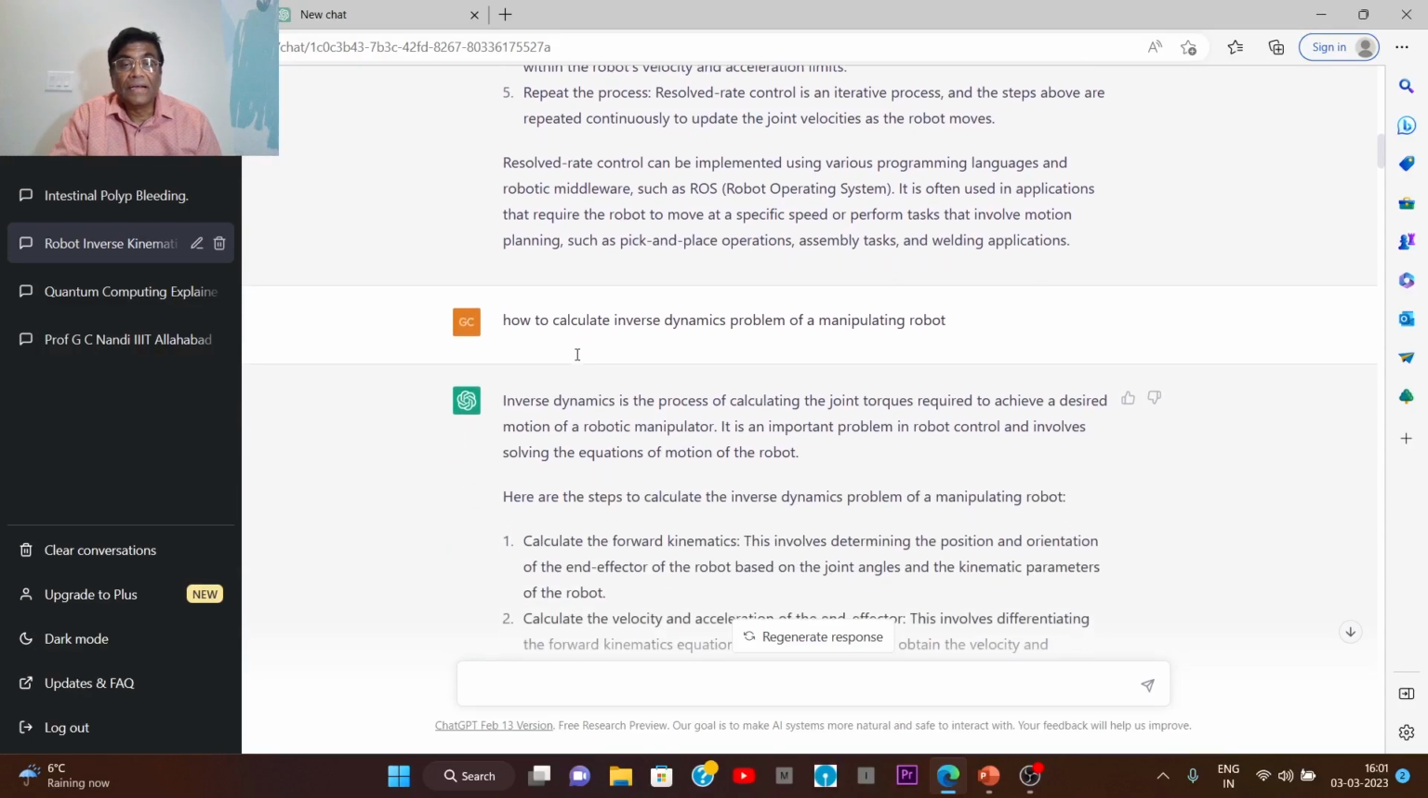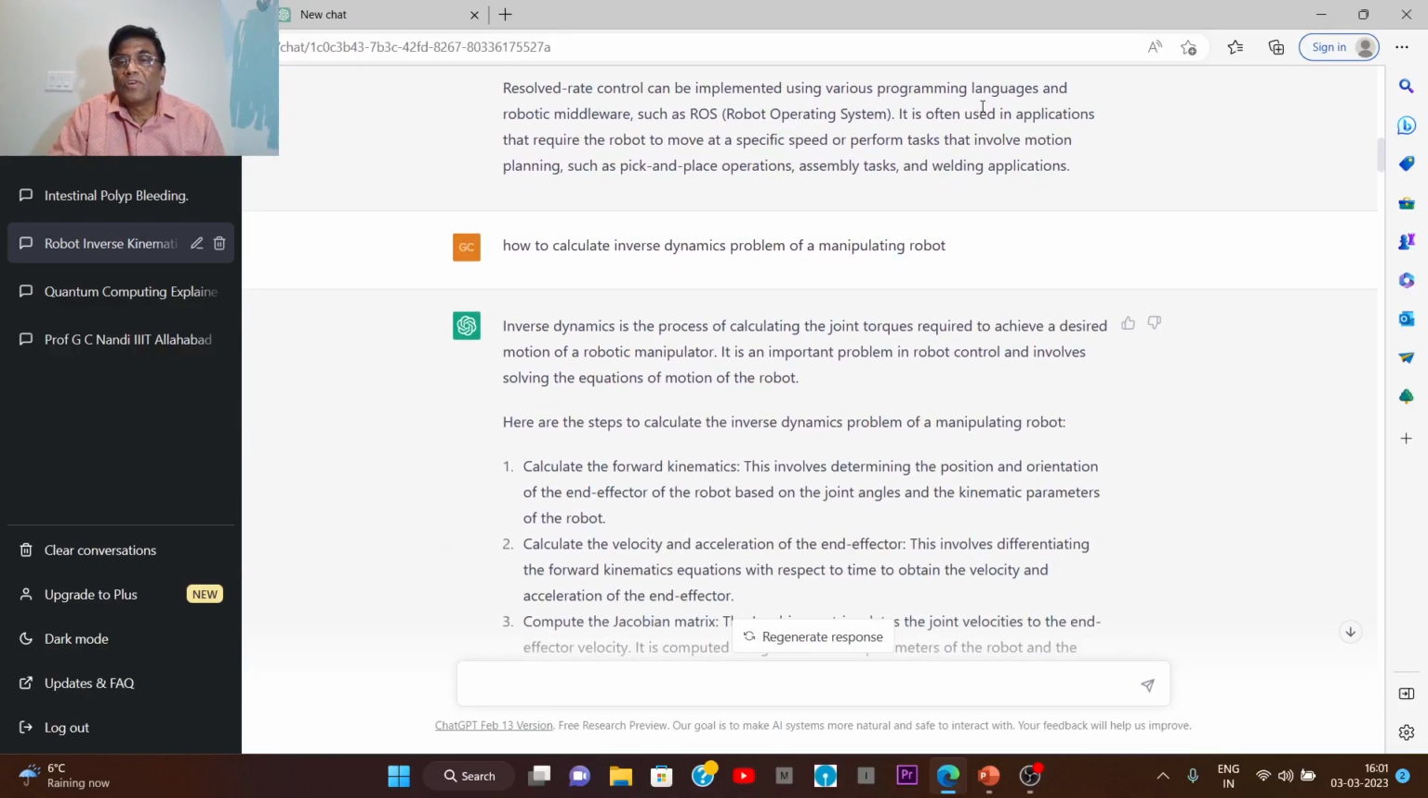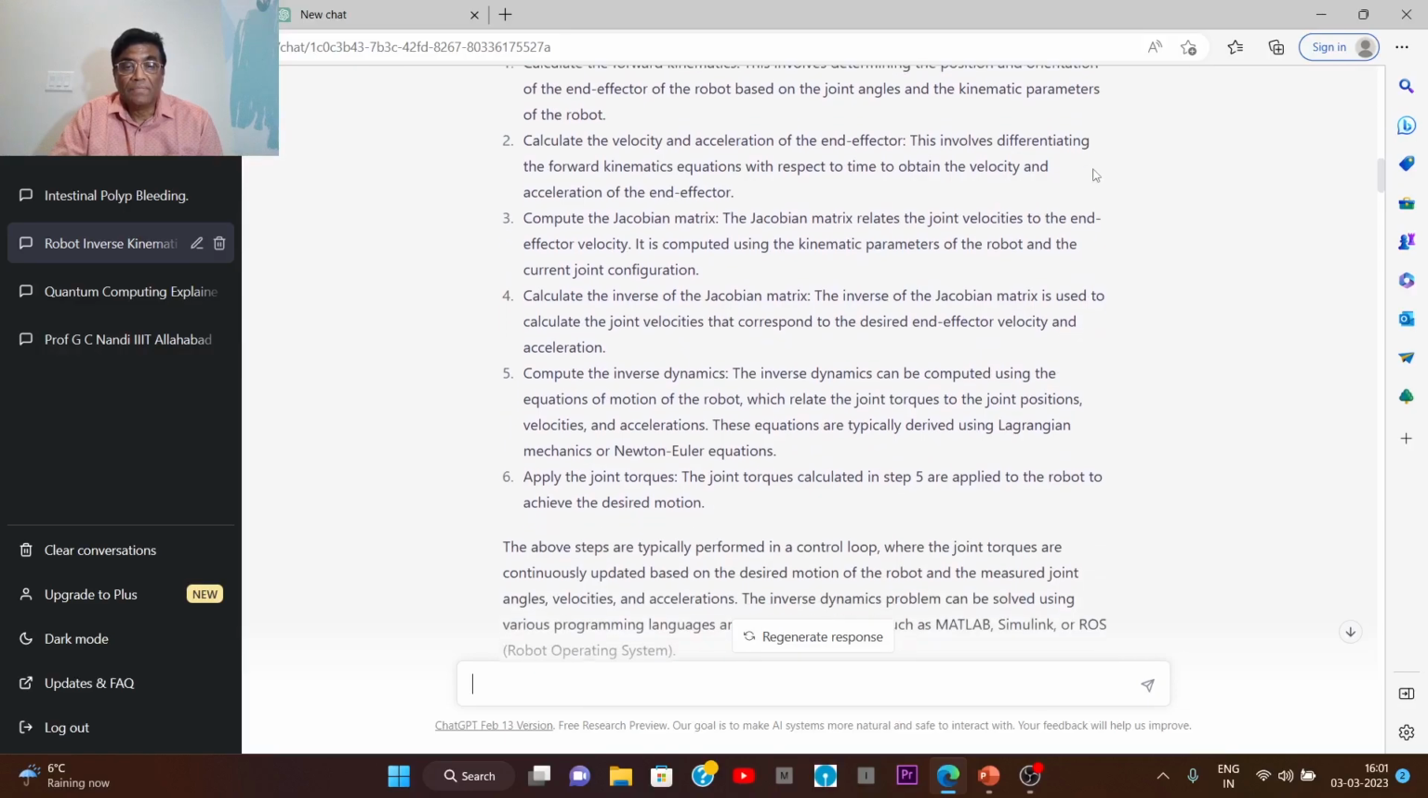And not only that, it told resolved rate control can be implemented using various programming languages and robotic middleware such as Robot Operating System or ROS. It is often used in applications that require the robot to move at a specific speed or perform tasks that involve motion planning, such as pick and place operation, assembly tasks, welding applications. Well, it gave me the answer.